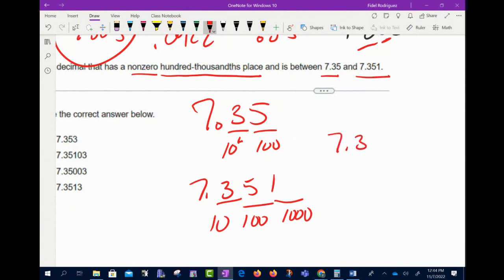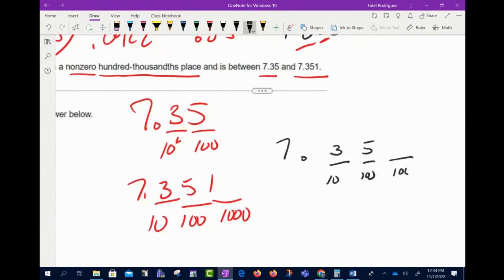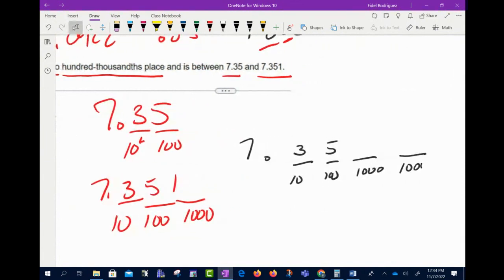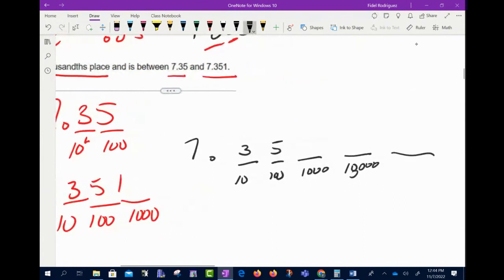So 7 point, and I'll write it with a little bit more space in here. 7.35, okay. That's tenths, that's hundredths. The next one, y'all, would be thousandths. The one after that would be ten thousandths, and we want hundred thousandths, okay?